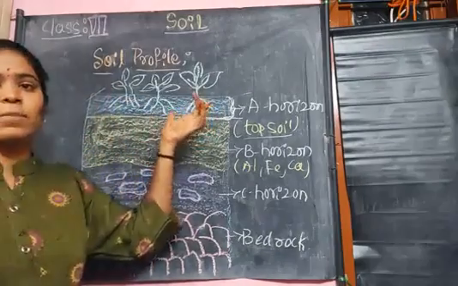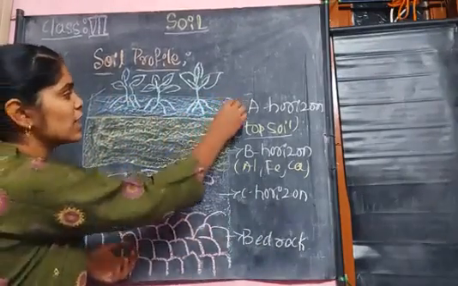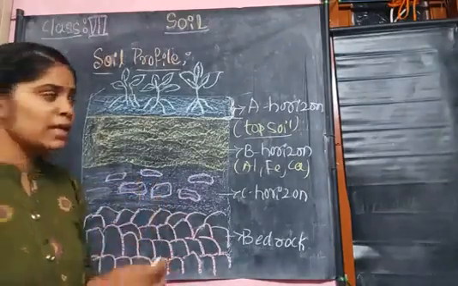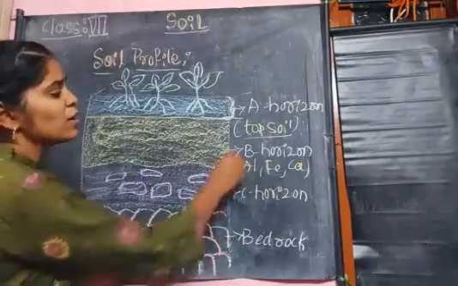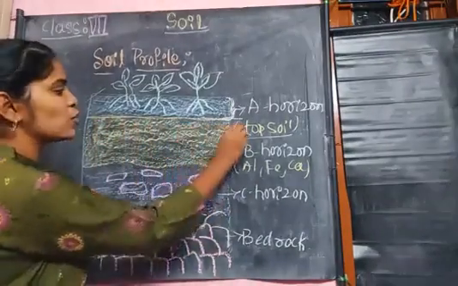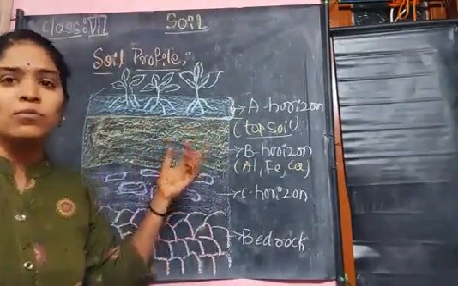The roots of the plants will be present within the A region. Sometimes the roots of bigger trees may reach the B horizon but do not exceed it. Within a certain range only, the roots will move here.